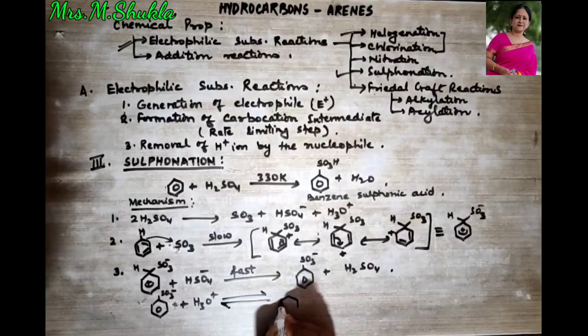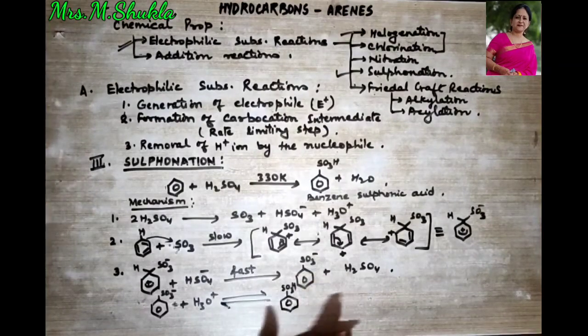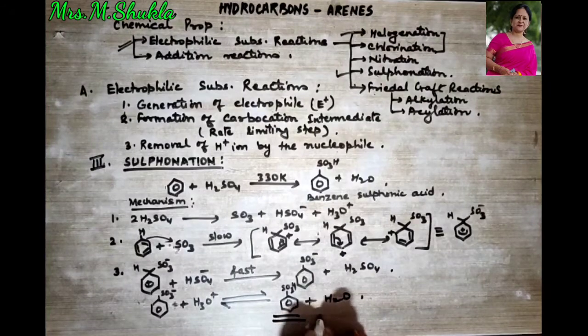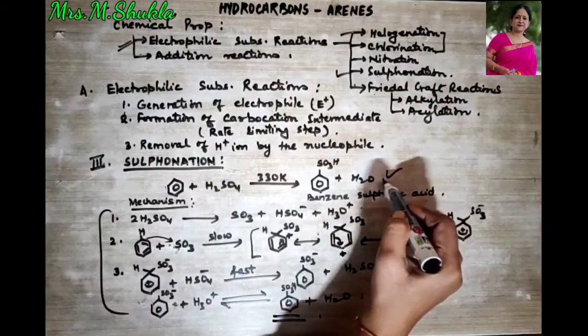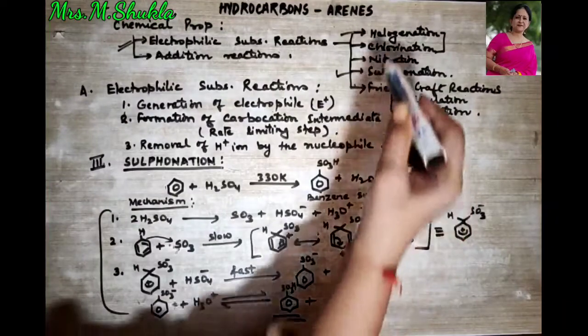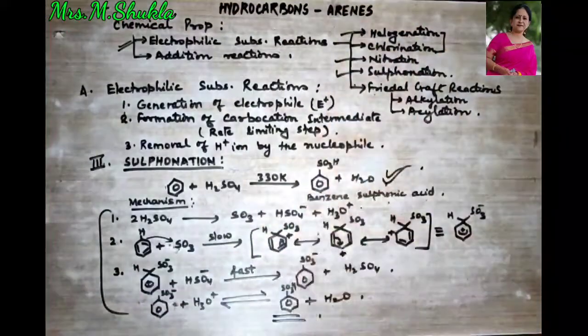Okay, this is your SO3H. Benzene sulfonic acid will be formed and water will be given out. So this is your benzene sulfonic acid. So this is the complete mechanism of this particular reaction that you see over here. So I hope the halogenation, nitration and your sulfonation is clear.